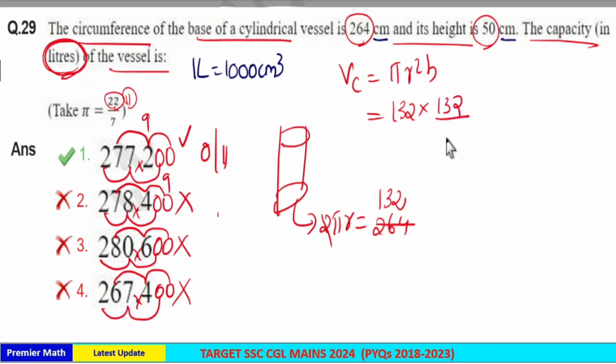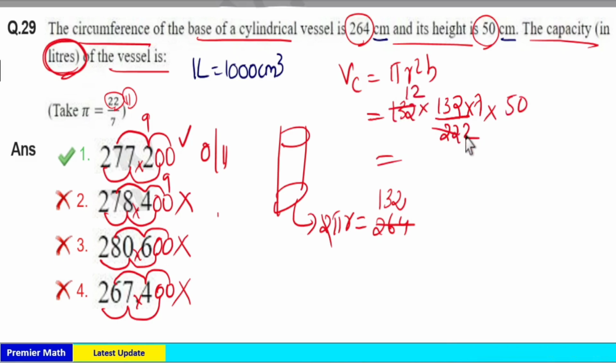132 by pi means 132 by 22. Here 132 into 7 by 22 into height is equal to 50. Now 11 goes 2 times in 22, 12 times in 132. 2 goes 66 times in 132. 12 into 50 is 600. 600 into 66 into 7 is equal to 420 plus 42, 462.